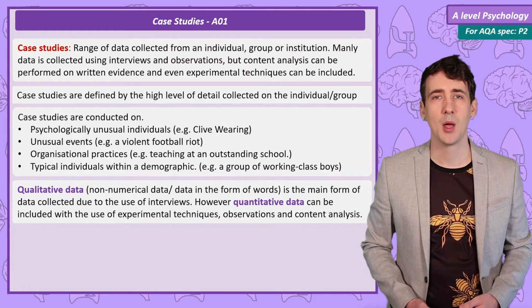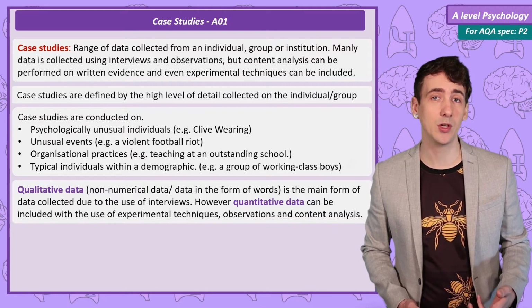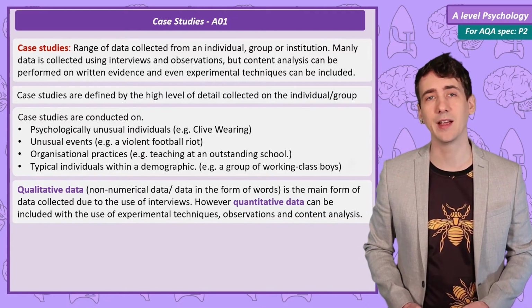The type of data collected is usually qualitative, information in the form of words, because of the use of interviews. But when the researchers include experimental techniques, quantitative data in the form of numbers can be used to back up qualitative findings.